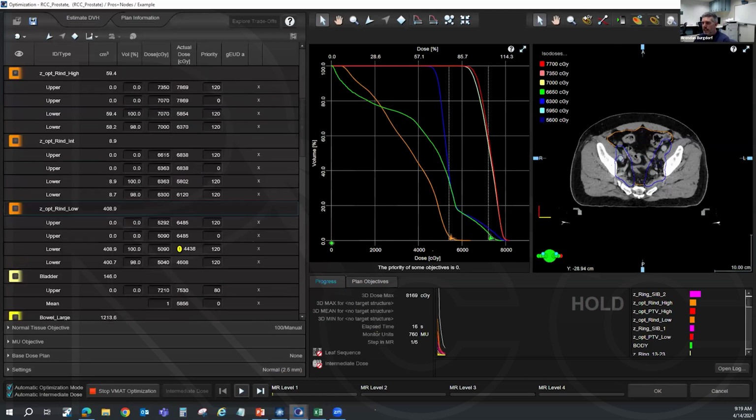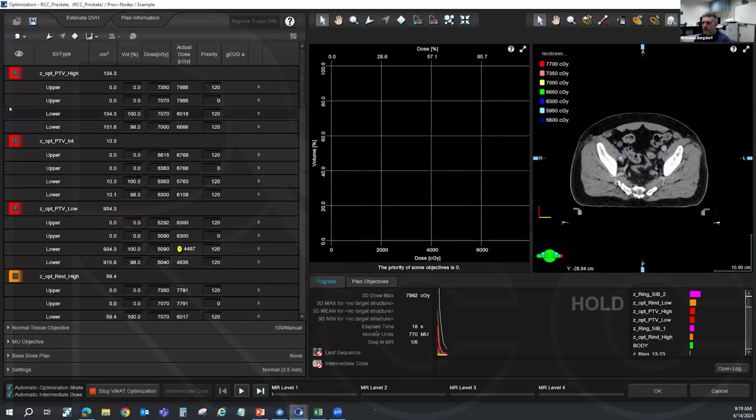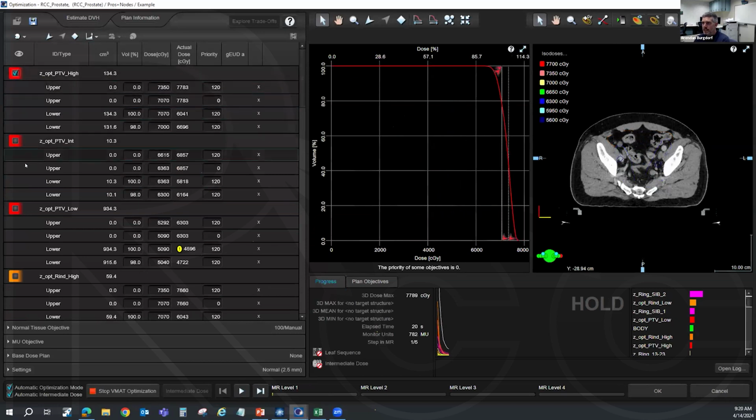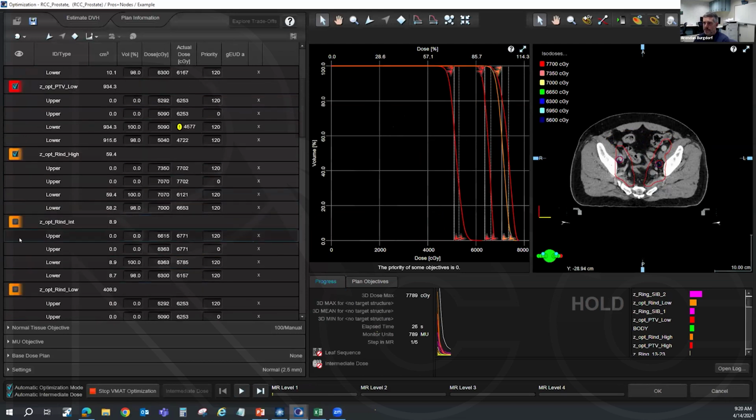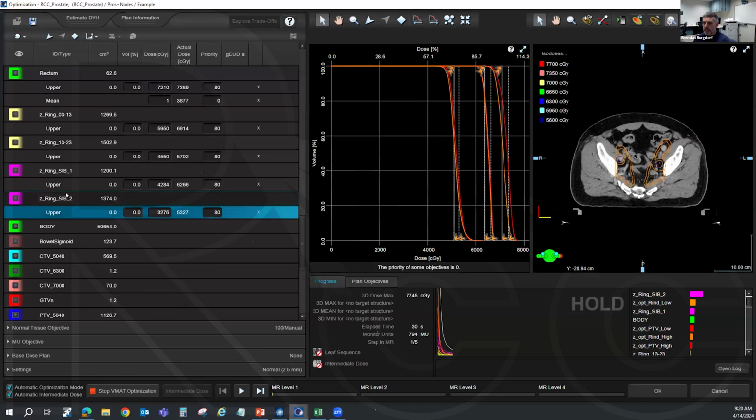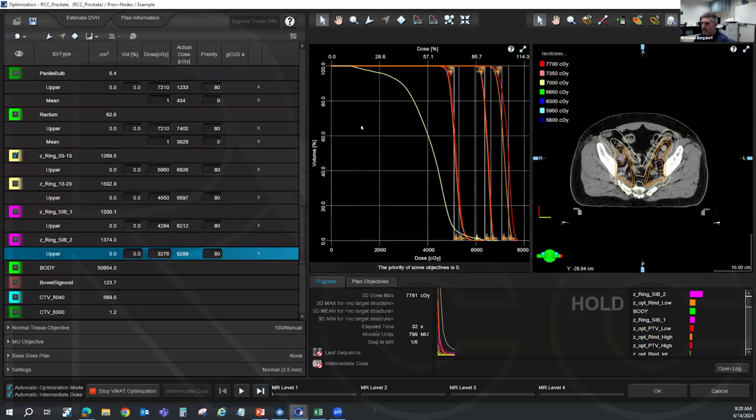And you can see here, let me highlight the structures of interest. So let me highlight all of our PTVs, which are starting to reach their coverage objectives, and same with our PTV rinds. And then let me show you the rings. So the rings, just take note of the shape in the beginning. They'll likely look something like this.